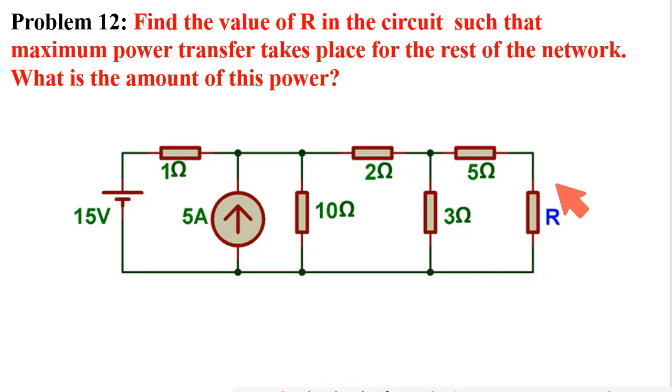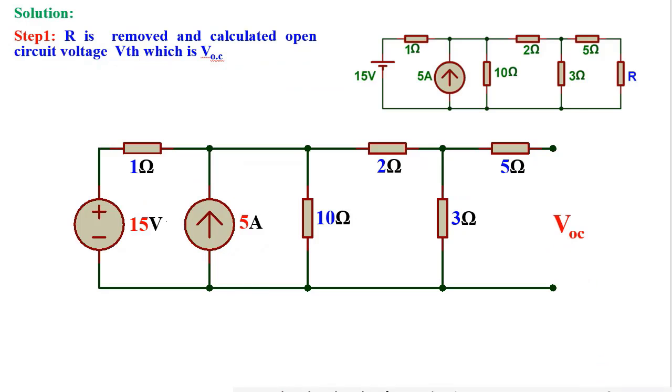Problem number 12. I need to find out the value of load resistance to get maximum power at load from the rest of the circuit, and also I need to calculate the value of maximum power at load. I am following the maximum power transfer theorem. First I need to find the open circuit voltage. So I removed this load here. Potential across these points is the open circuit voltage.